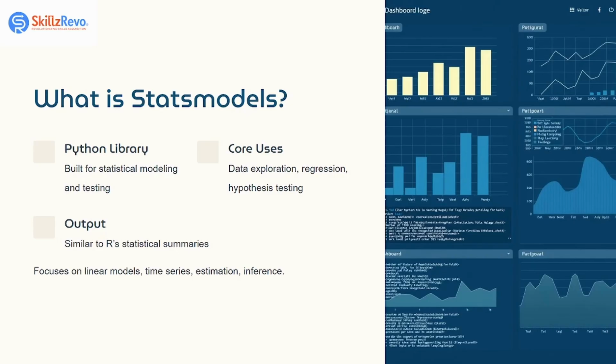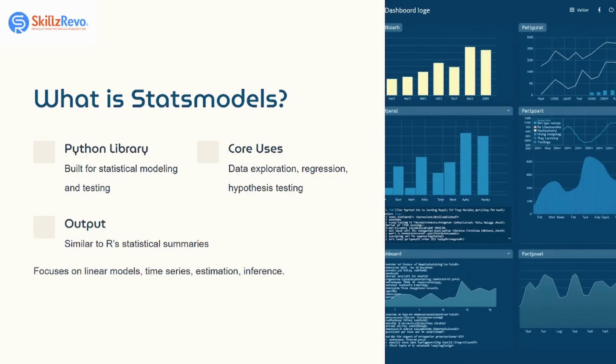Statsmodels is a Python library designed specifically for statistical modeling and hypothesis testing. It's different from libraries like Scikit-learn because its main goal is not just prediction but understanding the relationship between the variables and the statistical significance of results. Think of Statsmodels as a bridge between Python and traditional statistics or econometrics.